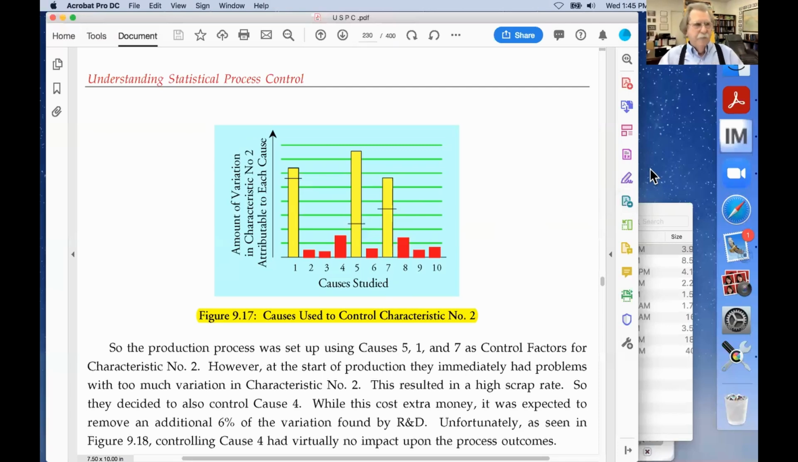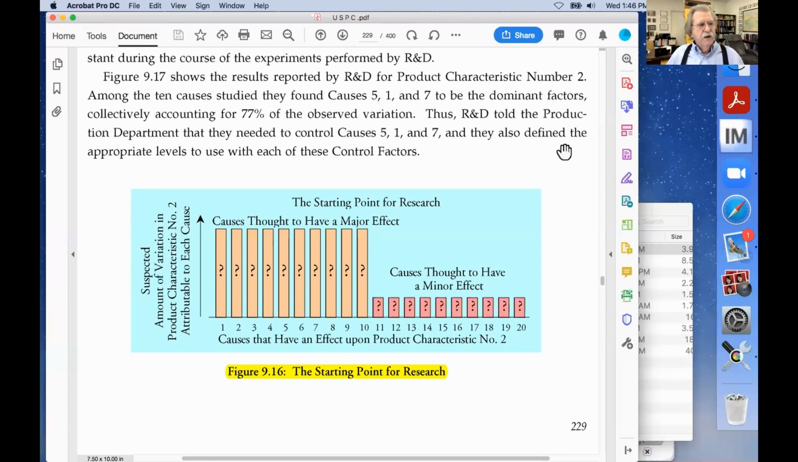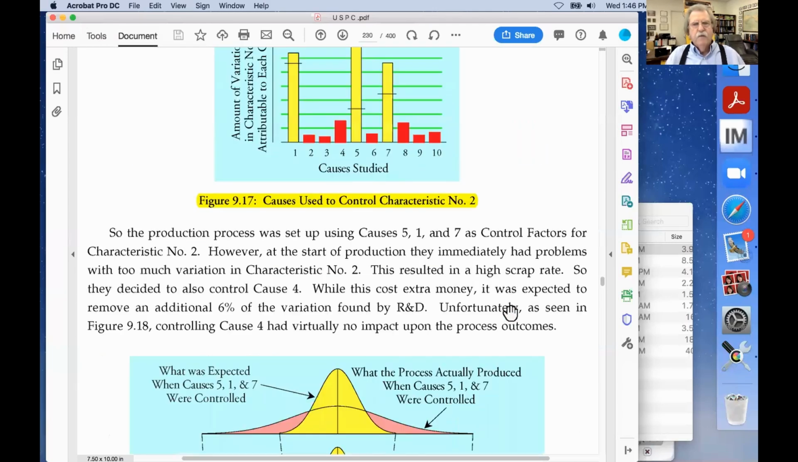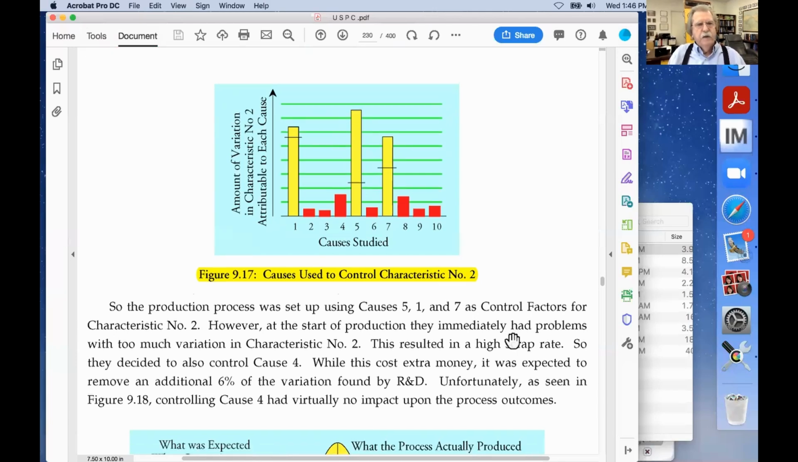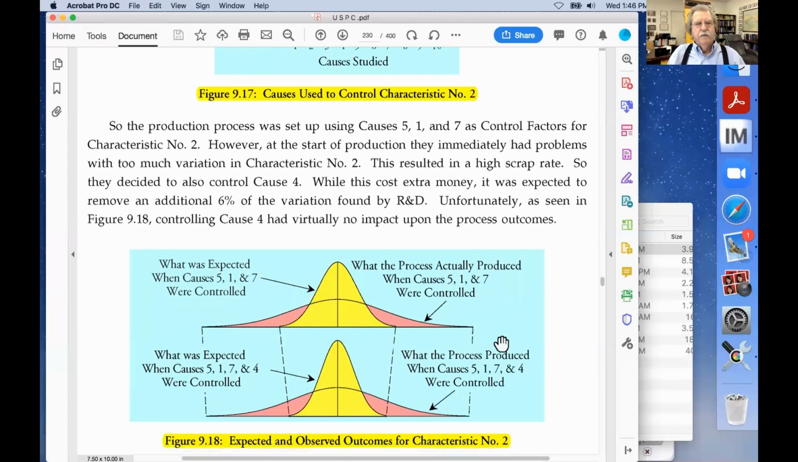Have a nice day. So R&D takes their best shot, given the budget they have and the time constraints they have. And they tell you these are important. Now, what they have found is true. So you control 5 and 1 and 7, and you go into production. And you expect what on the screen is yellow.